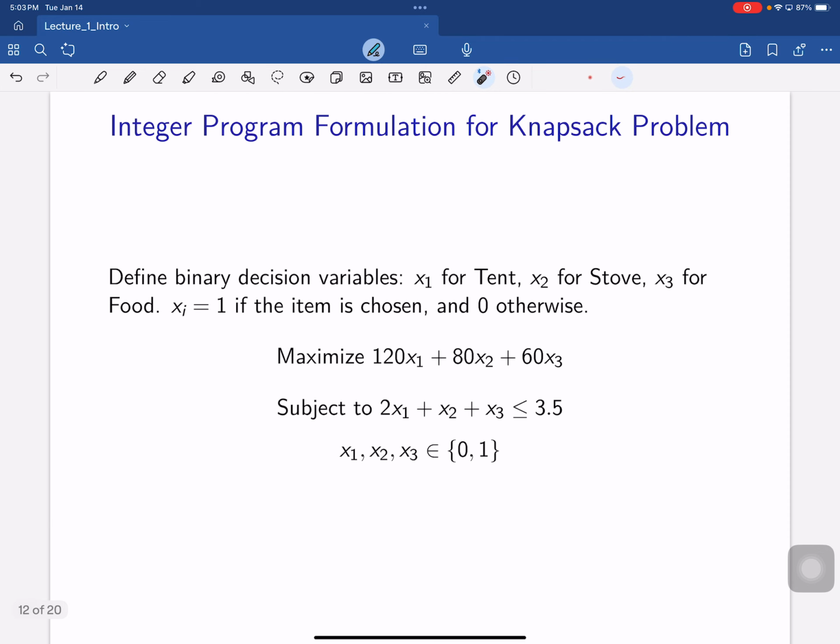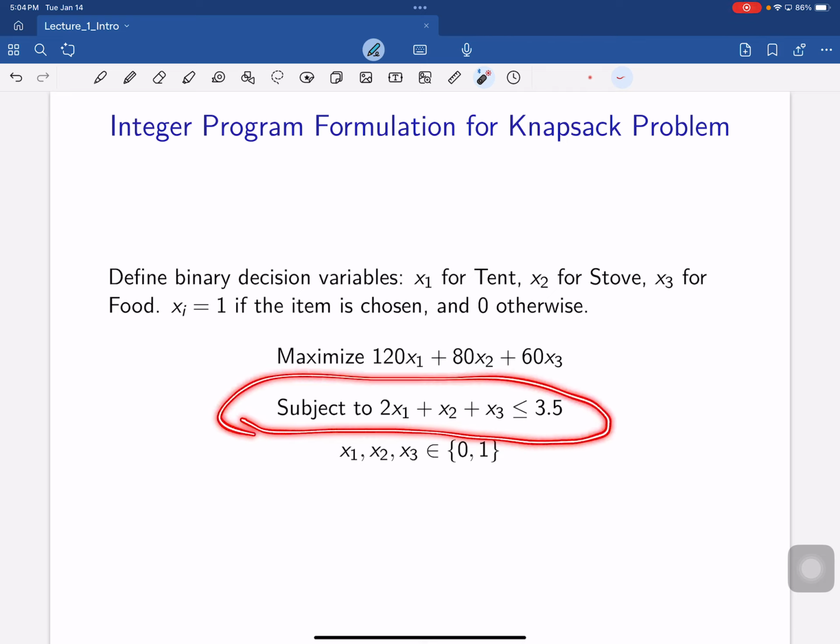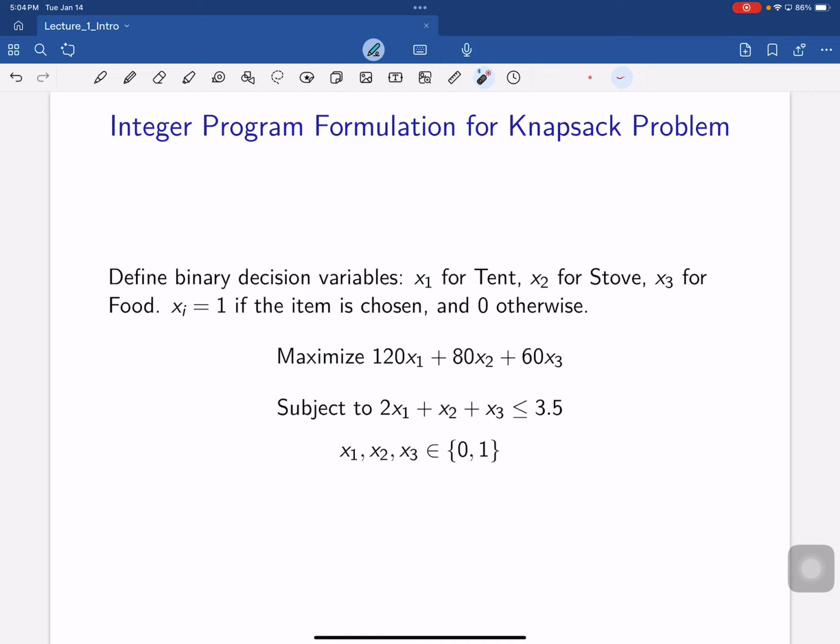So let's take a look at this formulation. It should be very simple to think about. Let's define some binary decision variables: x1 for tent, x2 for stove, and x3 for food. If x1 equals 1, the item is chosen, and 0 otherwise. Binary variables can only take discrete values. The formulation is the following: you want to maximize the dollar value of the items you put into your knapsack, subject to the constraint that they cannot exceed the capacity of your knapsack. So those are one very simple constraint and one linear objective. Here, all these variables can only take 0, 1 values.